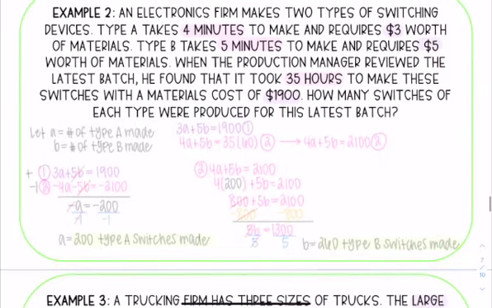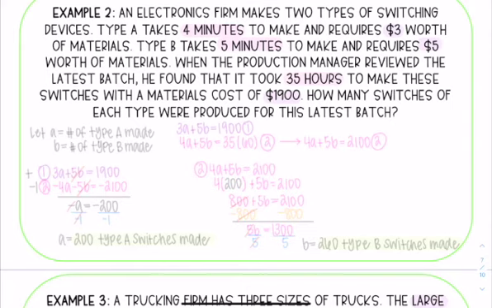An electronics firm makes 2 types of switching devices. Type A takes 4 minutes to make and requires $3 worth of materials, and type B takes 5 minutes to make and requires $5 worth of materials. When the production manager reviewed the latest batch, he found that it took 35 hours to make these switches with the materials cost of $1,900. How many switches of each type were produced for this latest batch?